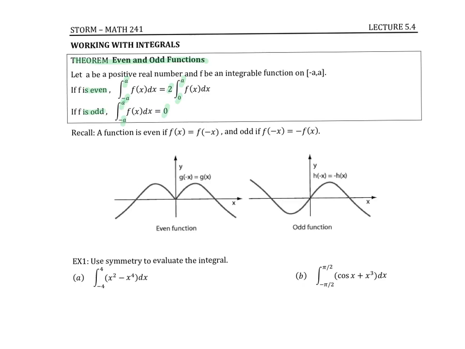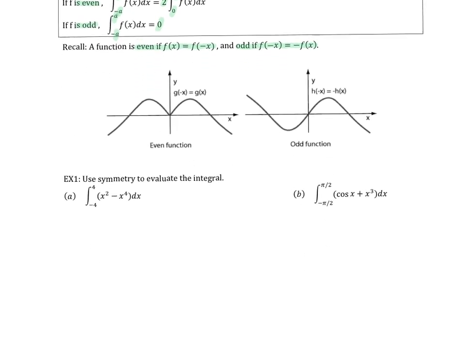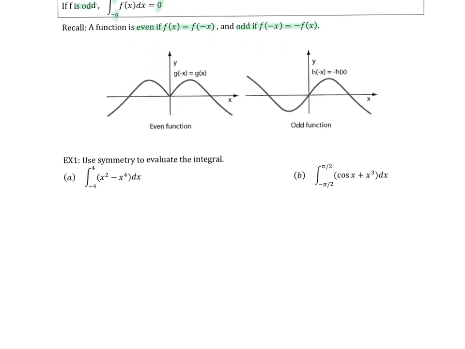So recall that a function is even if you replace x with negative x and the y values remain the same. A function is odd if you factor out a negative and the values are the same. Let's look at these diagrams so we can get a better picture of what this means.